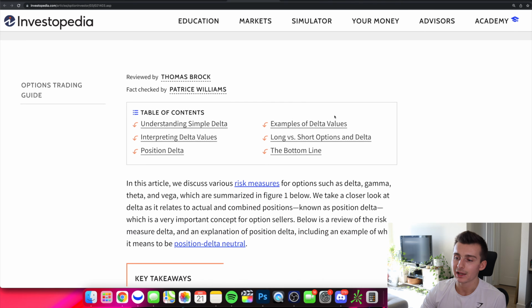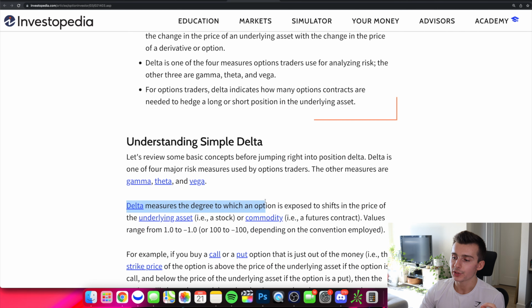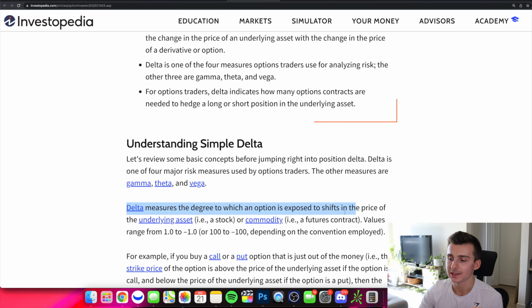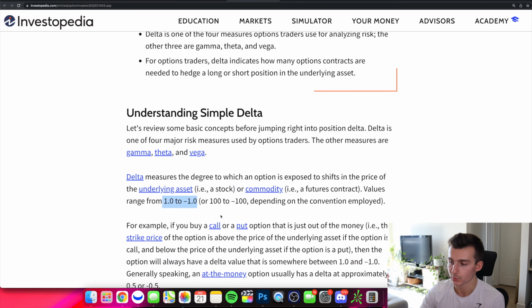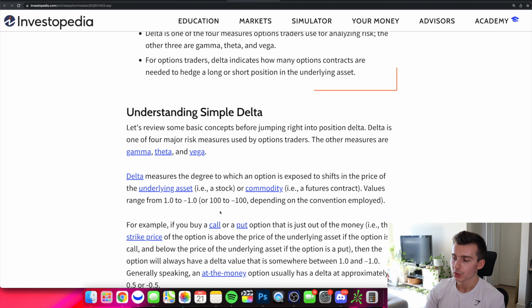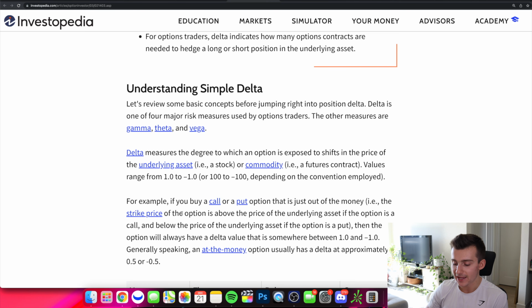Delta. Let's understand what delta is. Delta measures the degree to which an option is exposed to shifts in the price of the underlying stock or commodity. They range from 1 to -1, depending upon calls, puts, and whatnot. So what this means is depending upon the delta, what that will tell you is if a stock moves $1, how much is this option going to move? The option's worth $1, right? And we get a $1 move in the stock. What is that going to mean for my option? Well, delta is going to tell you exactly what that's going to mean for your option. So you can back your way into, okay, if I have a price target of this, here's roughly how much this option is going to move if this price target hits on the stock.